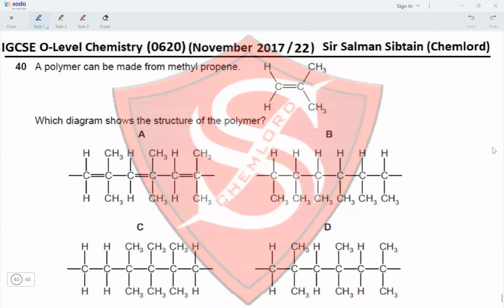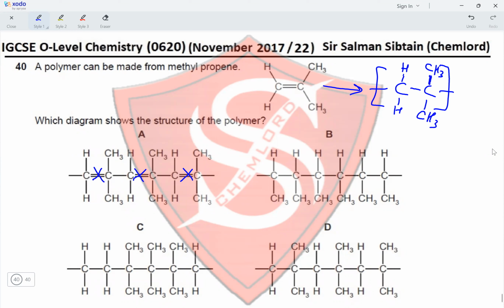Question 40. A polymer can be made from methyl propene. So the structure of methyl propene is given. Which diagram shows the structure of the polymer? So since a double bond is present, its repeat unit would contain 2 carbon atoms with a single bond on them, one of them having 2 hydrogen atoms directly attached to it, and the other having 2 CH3 groups directly attached to it. So this repeat unit is found in A, but A also contains double bonds, and double bonds are not present in the polymer, so A gets eliminated.